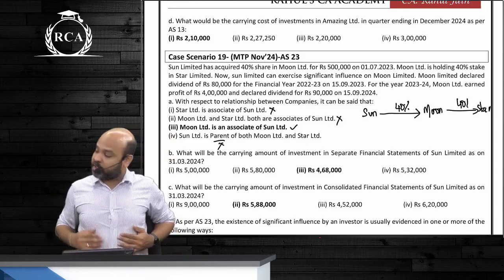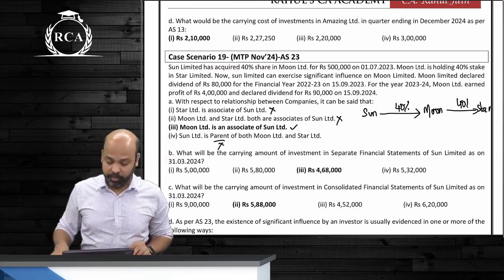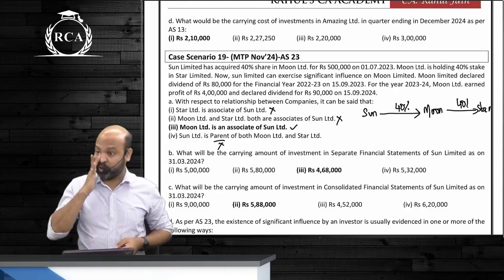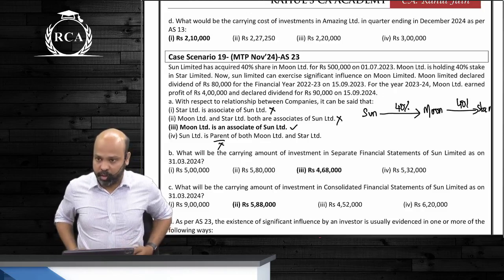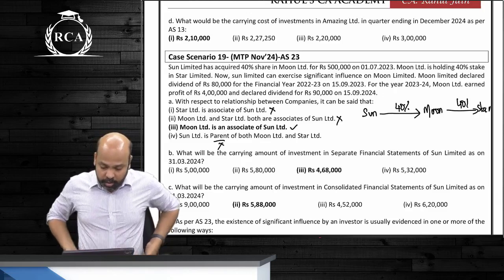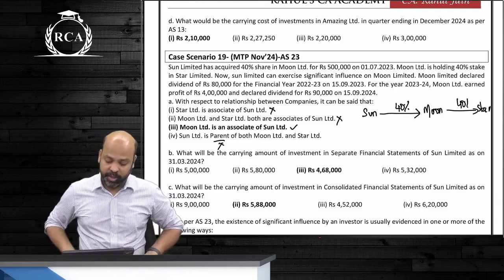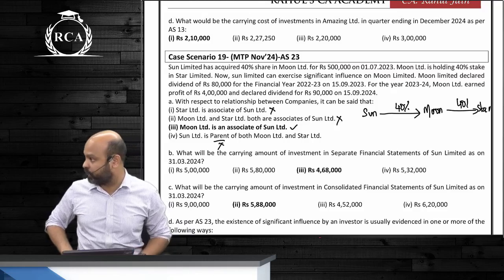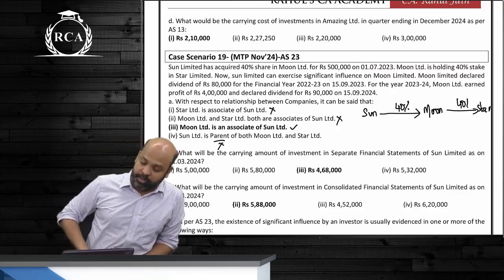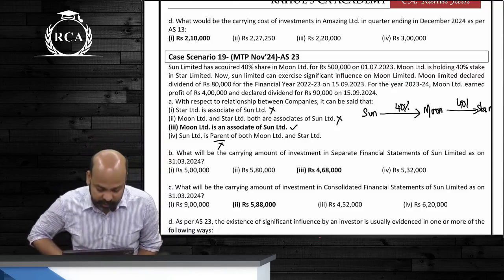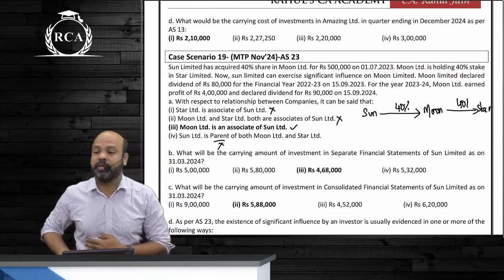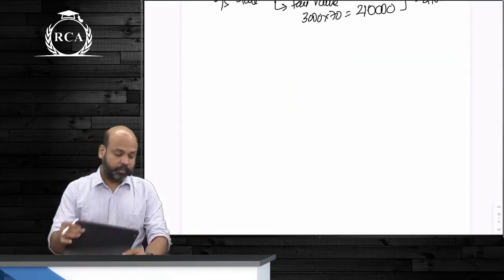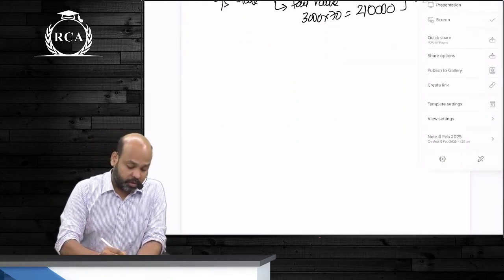Now the entire question, guys, is only between Sun and Moon Limited. When did we purchase the stake, guys? 1st of July 2023. Dividend is being declared, guys, on which date? 15 September. That is after you have acquired. For which financial year? Previous financial year. Whenever dividend is declared for the previous financial year, what is the treatment for that pre-acquisition period, if there is any? Reduce it, guys, from the cost of investment.